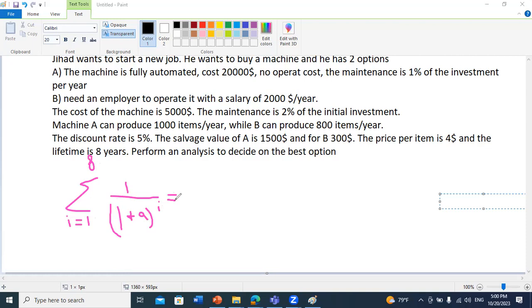It is equal to (1 plus a) to the power n minus 1, over a times (1 plus a) to the power n. Here the number of years is 8, so it's (1 plus a) to the power 8 minus 1, over a times (1 plus a) to the power 8. So for any value of a, you can compute this summation.